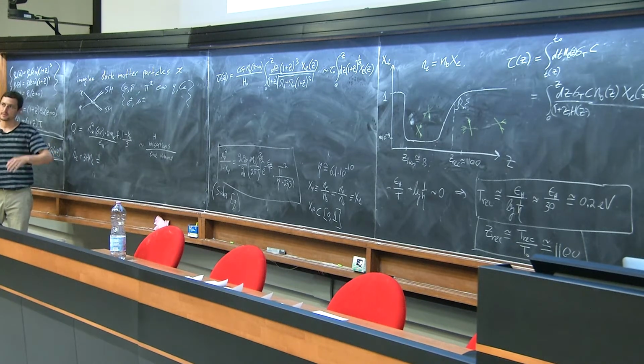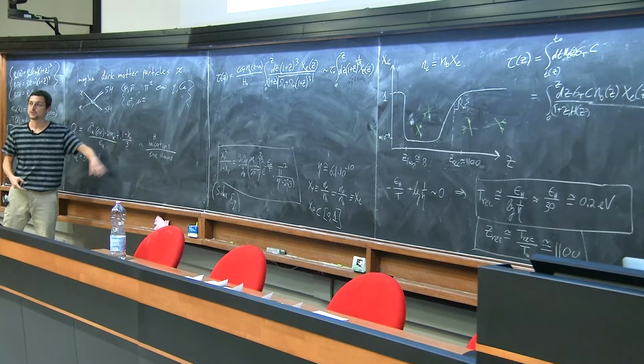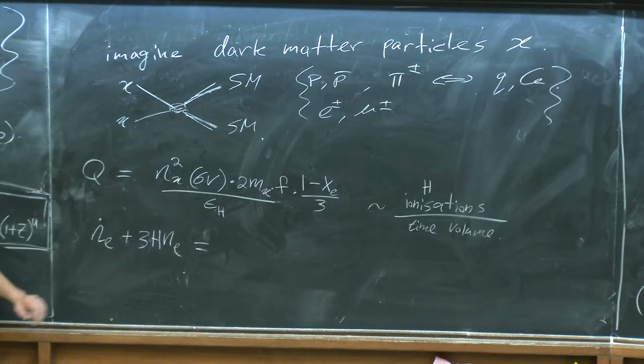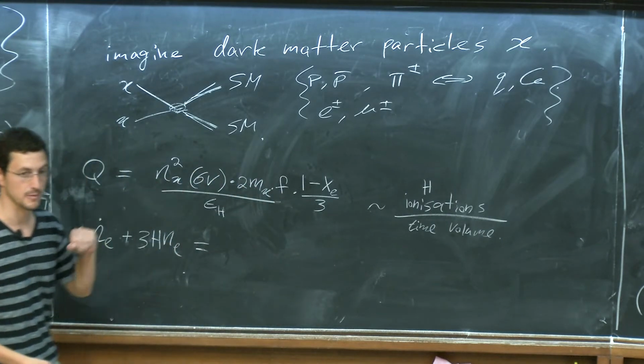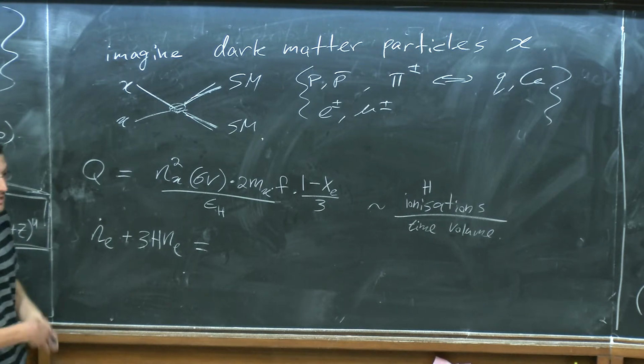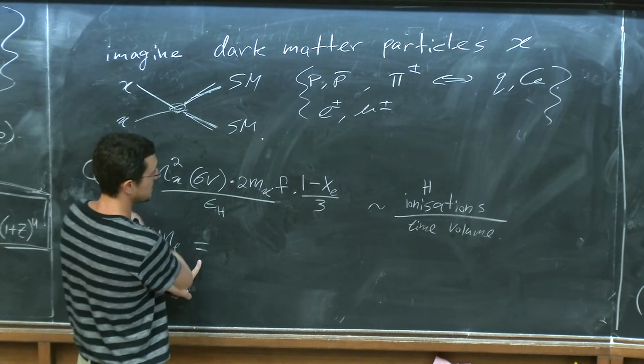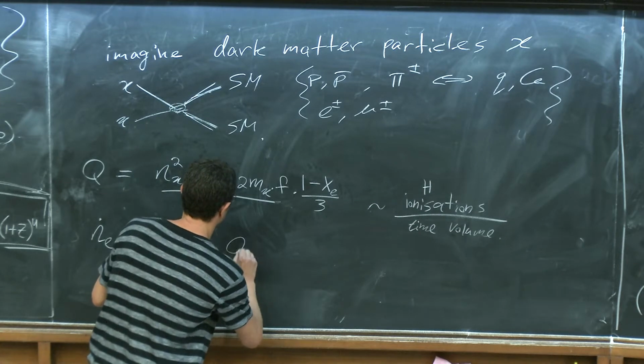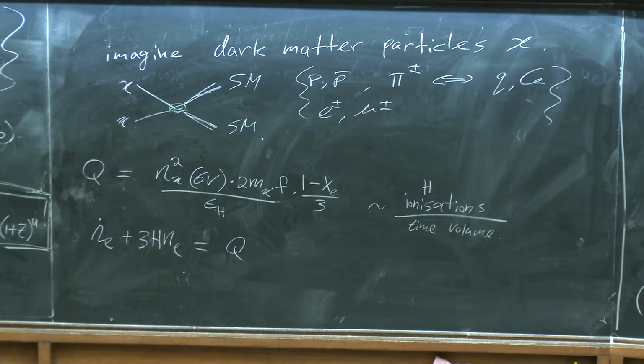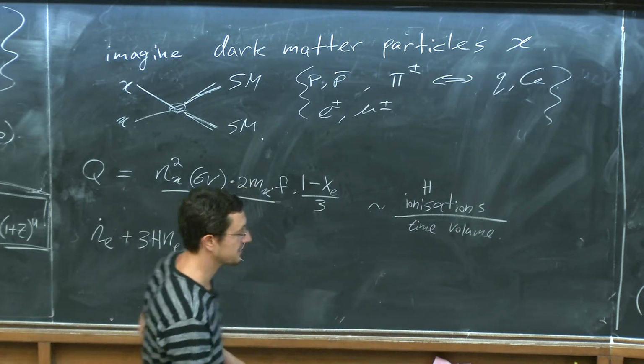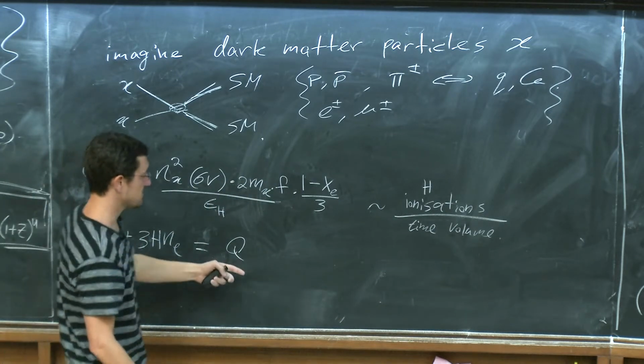So even if you froze expansion, some processes like this would change the number of free electrons. In particular, this process would increase the number of free electrons because it would take hydrogen and ionize it. So I can add this Q on the right-hand side. It's a positive source term for free electrons. These things are all the time exciting free electrons.